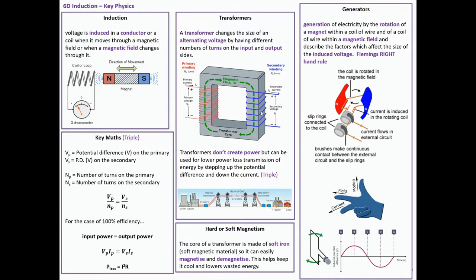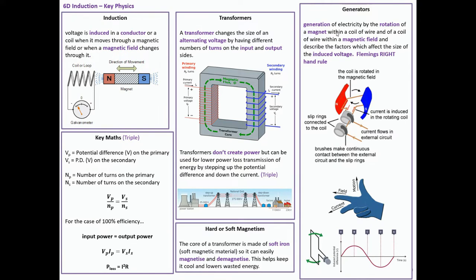Transformers are made out of soft iron, a soft magnetic material, so it can easily magnetize and demagnetize. That helps keep it cool and lowers wasted energy. We would never use steel because steel is hard to magnetize. So we don't want a permanent magnet, we want something that can be magnetized and demagnetized.